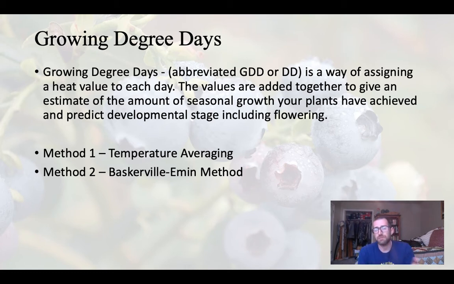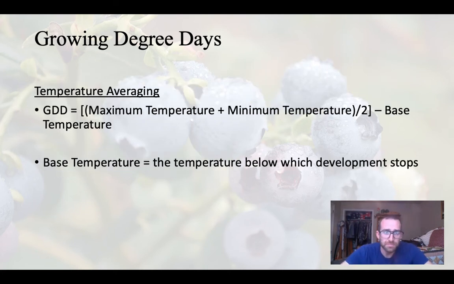So there are two methods of doing this. There's the temperature averaging method, which we're going to do, and then there's a little more advanced, complicated method called the Baskerville-Emin method, which is technically more accurate, but the method is harder. Nowadays you can just use the computer for everything, but actually calculating the method takes a little bit more advanced math. We're not going to get into it. We're going to go with the much easier temperature averaging method. So how does it work?